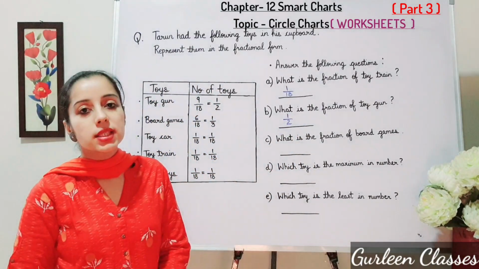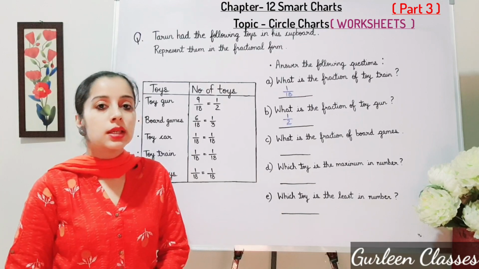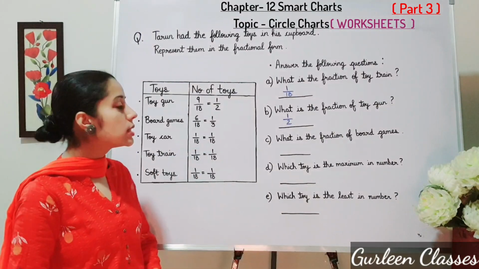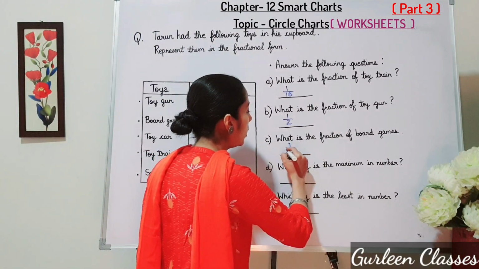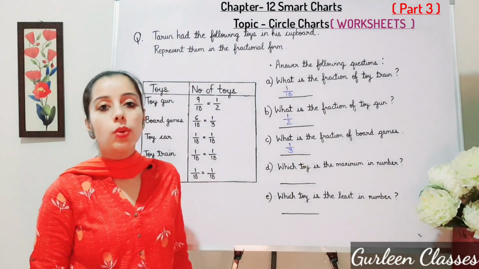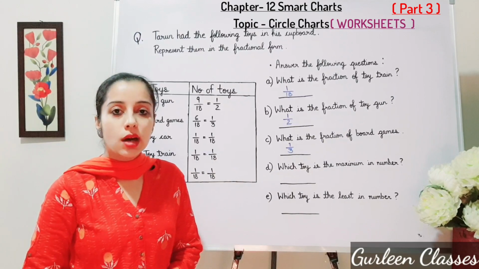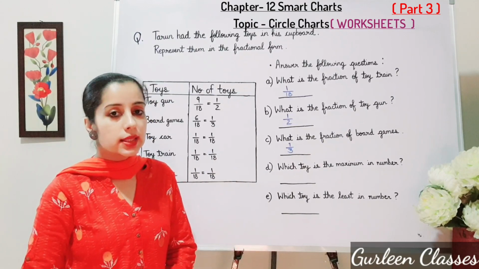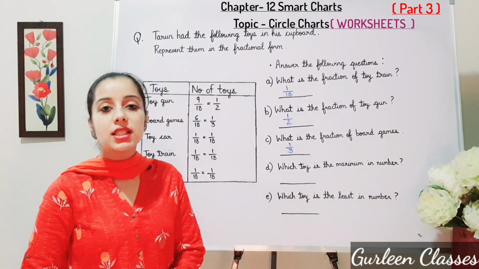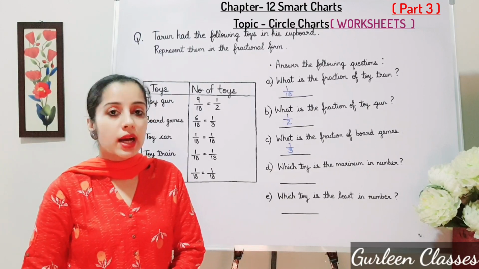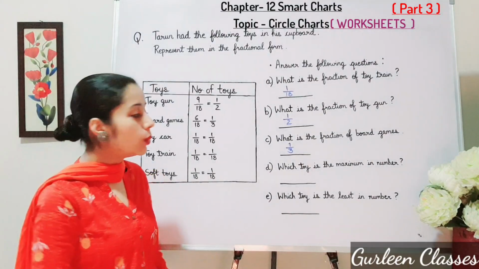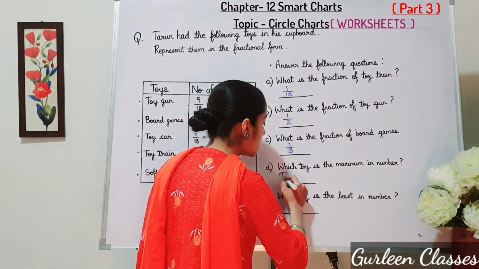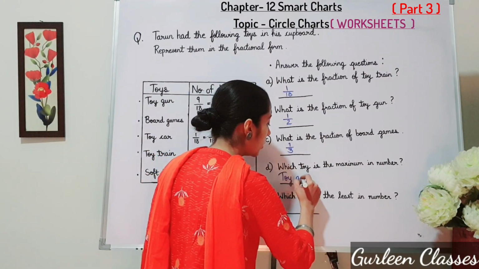C part, what is the fraction of board games? So the fraction of board games is 1 upon 3. So right here 1 upon 3. Students, you should know how to read the chart. On the basis of that, we have to do the fill in the blanks. D part, which toy is maximum in number? So maximum in number, which toy is? Toy gun, that is 1 upon 2. So write the toy name, that is toy gun.